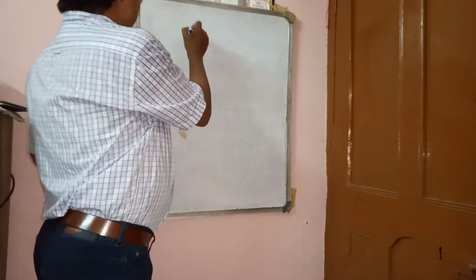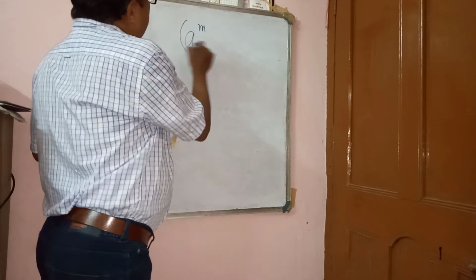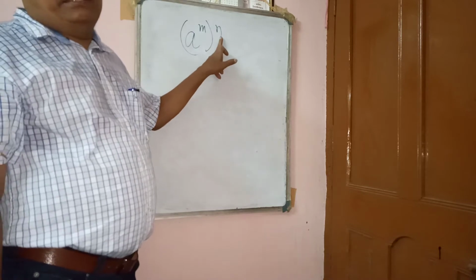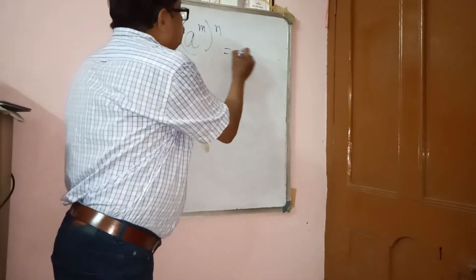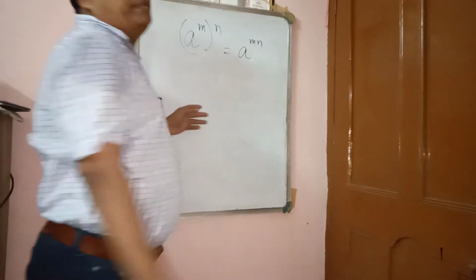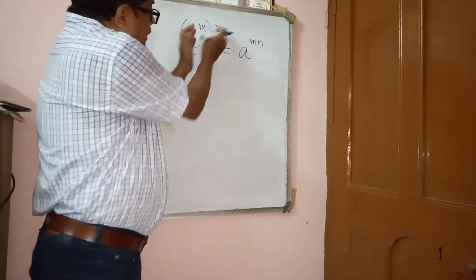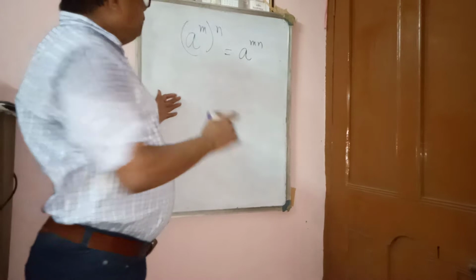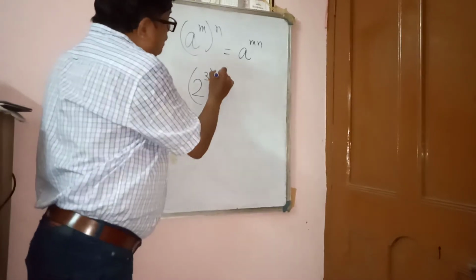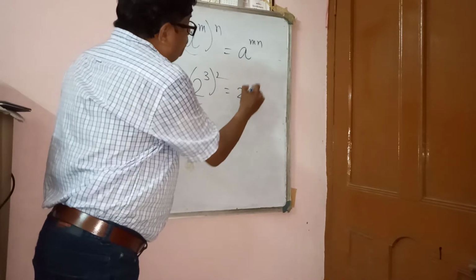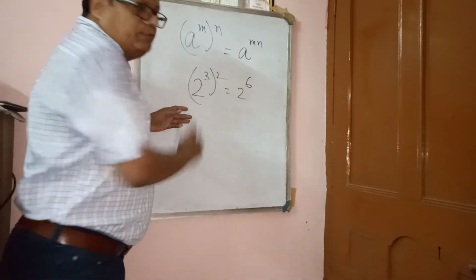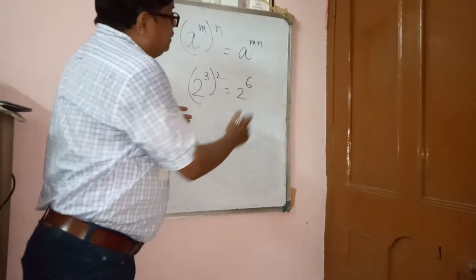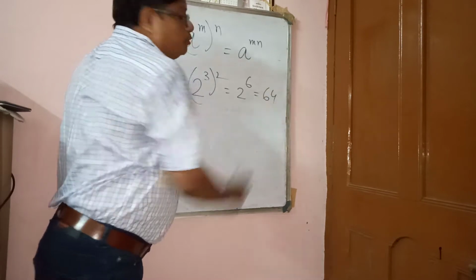Now, suppose I am writing one thing. Suppose a to the power m, whole to the power n. This means a to the power m into n. This is multiplied: m whole n is given, so m into n, a to the power mn. Suppose 2 to the power 3 whole square, so it will be 2 to the power 6. 3 into 2 multiplied is 6. So 2 cube whole square will be 2 to the power 6. This value all of you know, this will be 64.